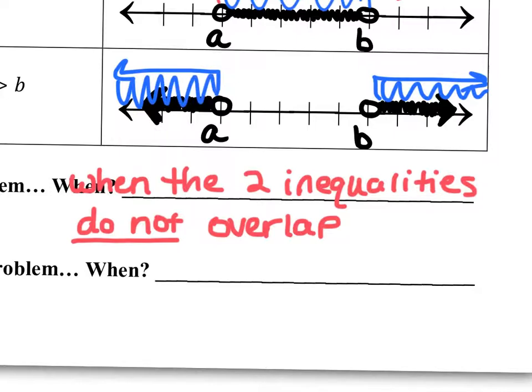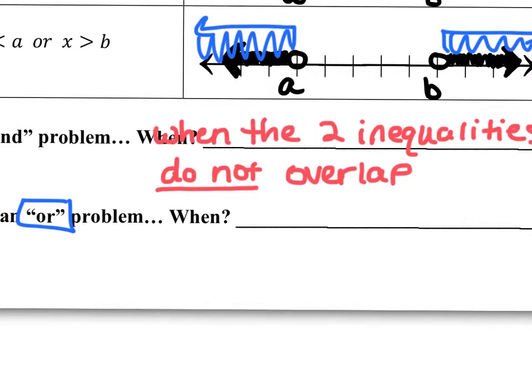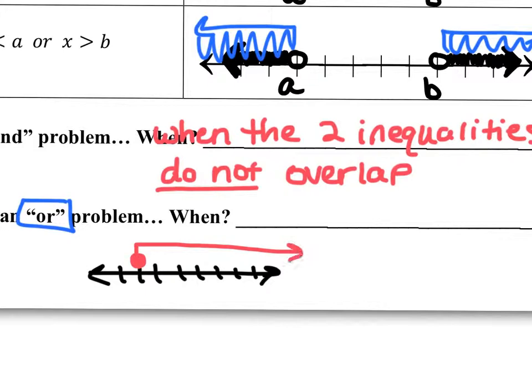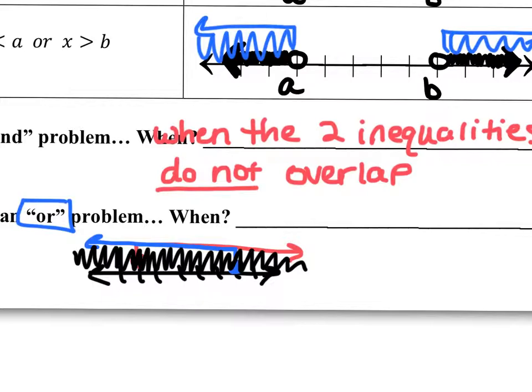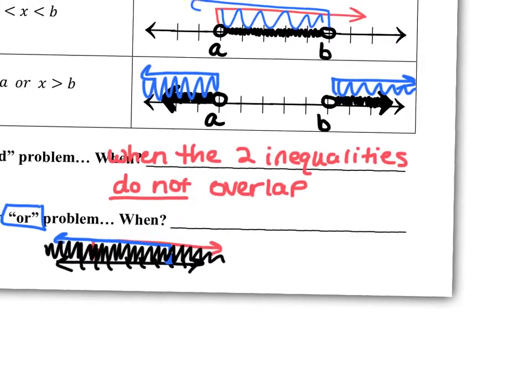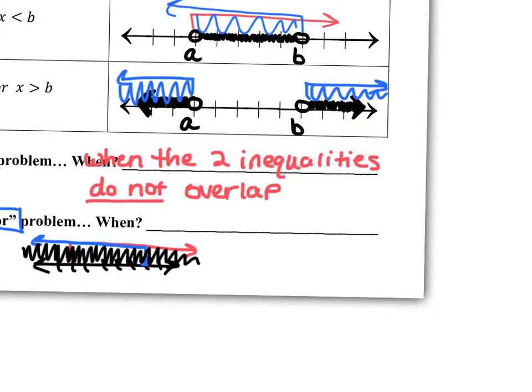So what if I had something that kind of looked like this? It's an or problem, and I have my number line. What if my inequalities graphed like this? Okay, we got something going to the right over here. Over here we got something going to the left. It's an or problem, so I shade wherever I see an arrow. Well, I see an arrow to the left here. I see it in between the dots, and I see it to the right. I see arrows everywhere. That's when there's all real numbers. So when does this happen? This happens when there's an overlap and the arrows go towards each other.